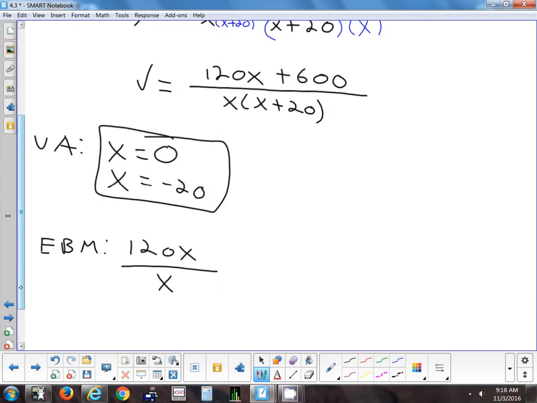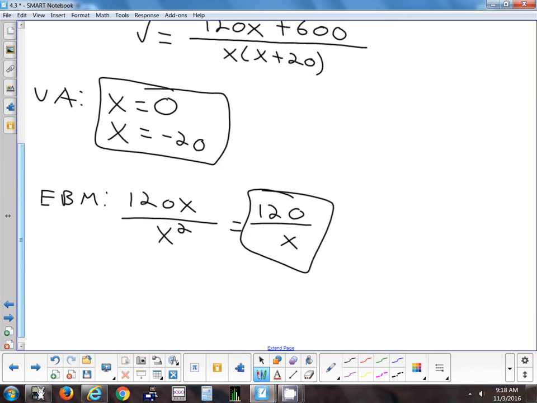And what does that reduce to? 120 over x. Yep, 120 over x. That's my EBM. Now let x get really, really big in that fraction, and that tells you your horizontal asymptote. What happens to this fraction as x gets really big? It approaches what number? 0. It approaches 0. Right? If x is 1,000,000, you have 120 divided by 1,000,000.